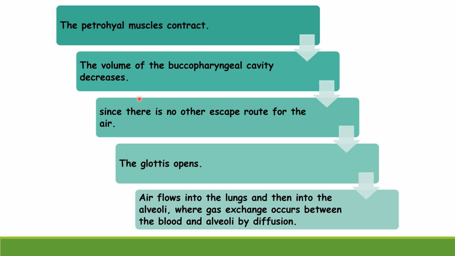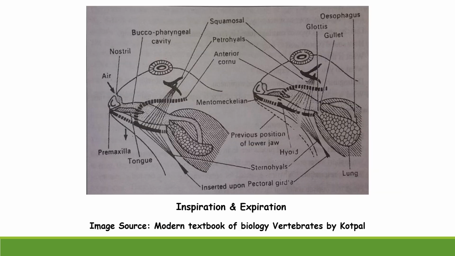there is no escape route, so the glottis is going to open. Because of the opening of the glottis, air automatically flows into the lungs, where it ultimately enters the alveoli, where gaseous exchange occurs between the blood and the alveoli by simple diffusion. So this is how inspiration occurs. Now moving to expiration.